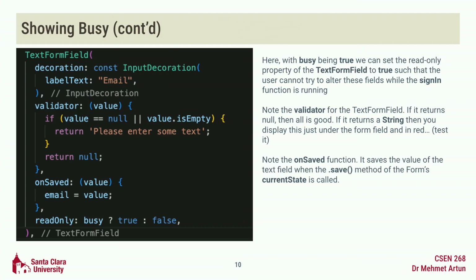And the text you return is effectively the error message that you display under the element. Because you're returning not null, it doesn't pass the validation test. It only passes the validation test if it returns null. The other implemented method of the text form field is onSave. And simply, when the save command is issued, the value is entered into the email variable.